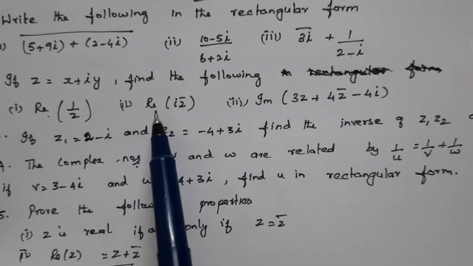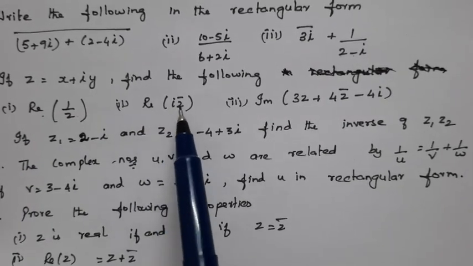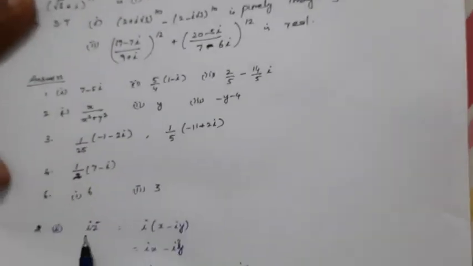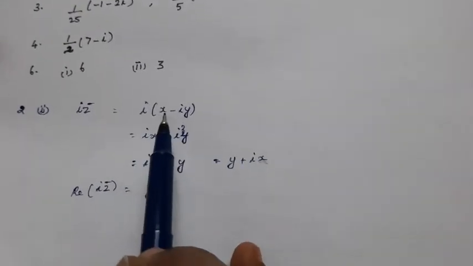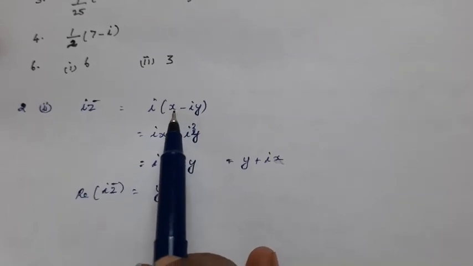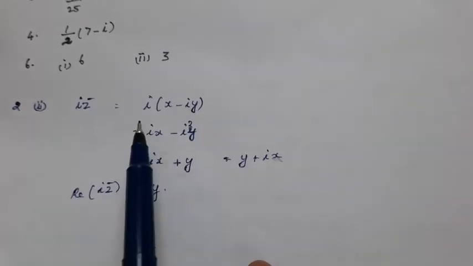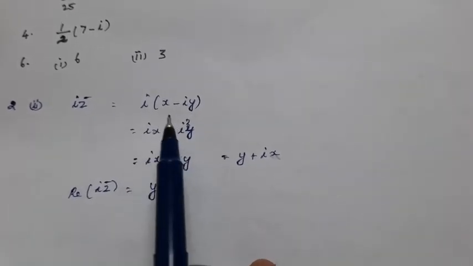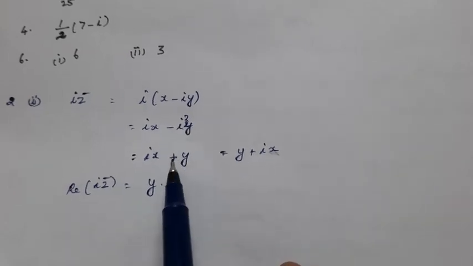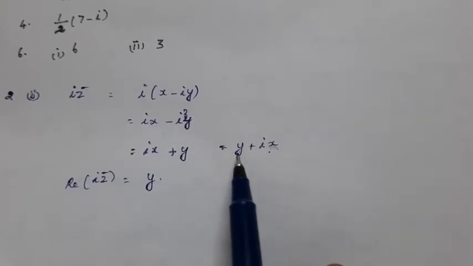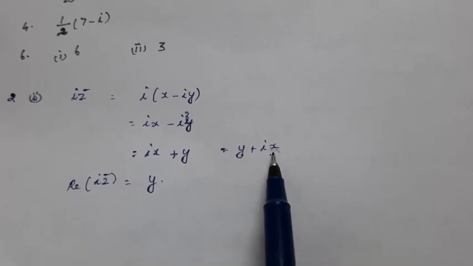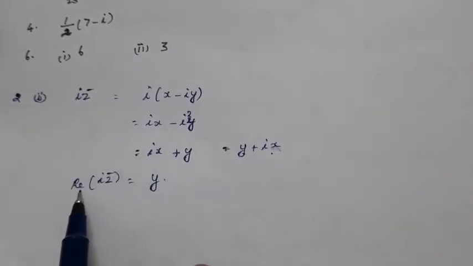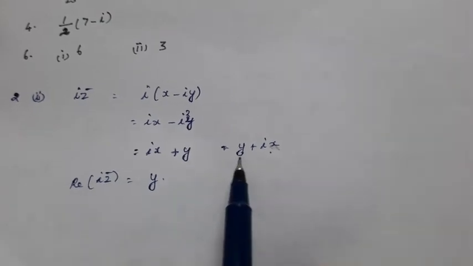Here I have explained the problem, real part of i z bar. i z bar is equal to i into z bar, where z bar is the conjugate of z, that is x + iy is x - iy. On multiplying, ix minus i squared y, i squared being minus 1, it will become plus y. So y + ix. So the real part is y and the imaginary part is x. You are asked to find the real part of i z bar. What is the real part of i z bar? y.